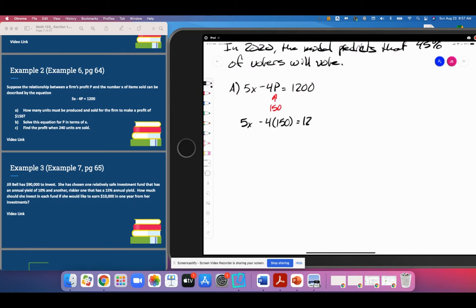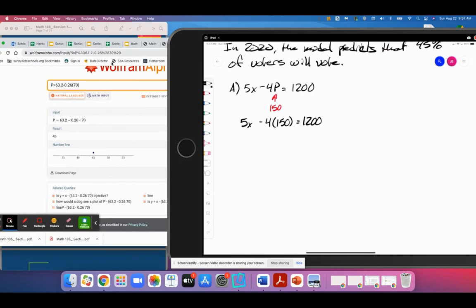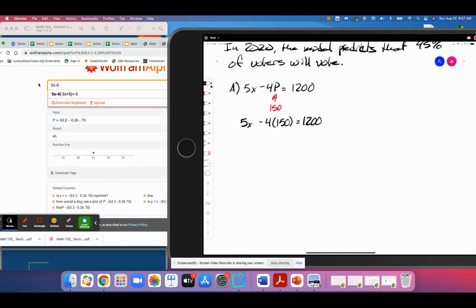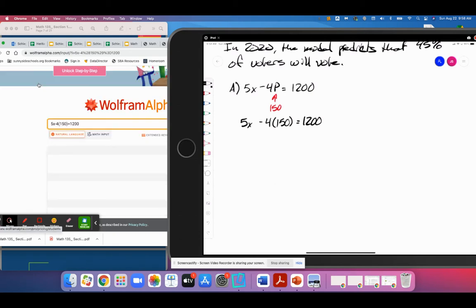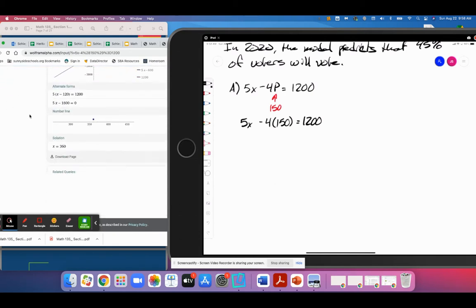Is equal to 1200. And so again, I'm going to bring in my pal Wolfram. And we're going to get that punched out right there. So 5x minus 4 times 150 is equal to 1200. And so that's 360, it looks like. X is 360.